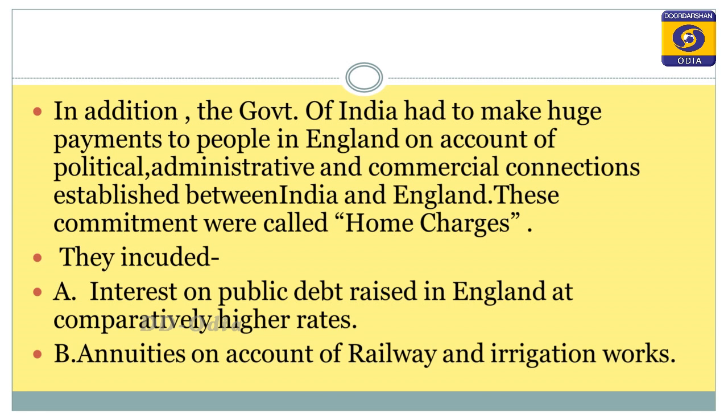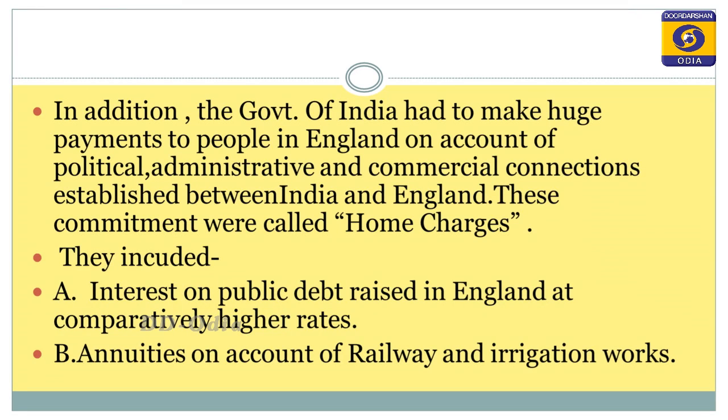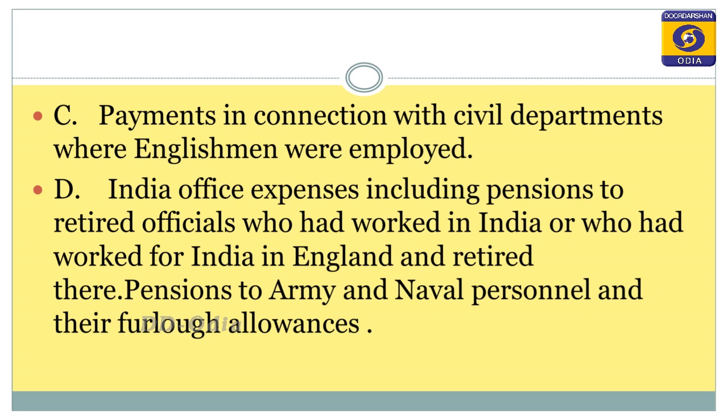So, what are those home charges? They included interest on public debt raised in England at comparatively higher rates, then annuities on account of railway and irrigation works, then payments in connection with civil departments where Englishmen were employed, and the fourth is India Office expenses, including pensions to retired officials who had worked in India or who had worked for India in England and retired there, then pensions to army and naval personnel and their furlough allowances.